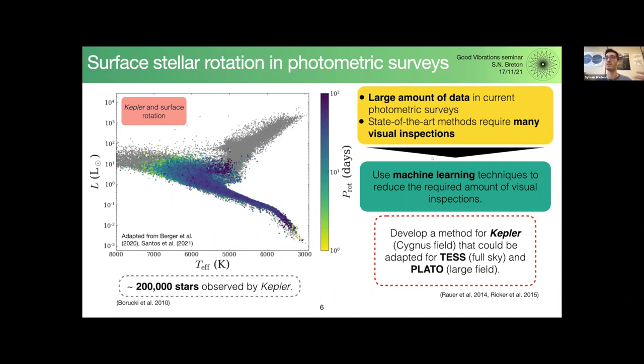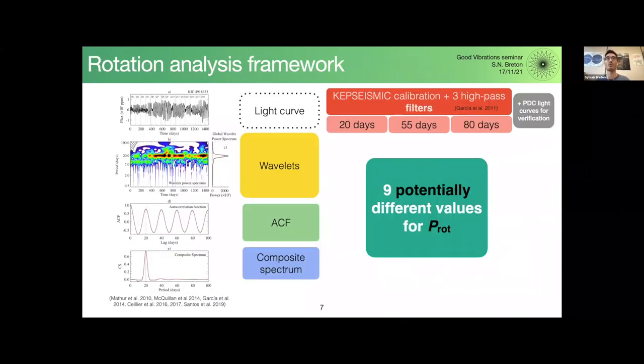So the idea of my work is to use machine learning techniques to reduce the required amount of visual inspection to extract the stellar surface rotation period. And so the method I developed was for Kepler, but could be adapted for TESS and PLATO. So how does it work?